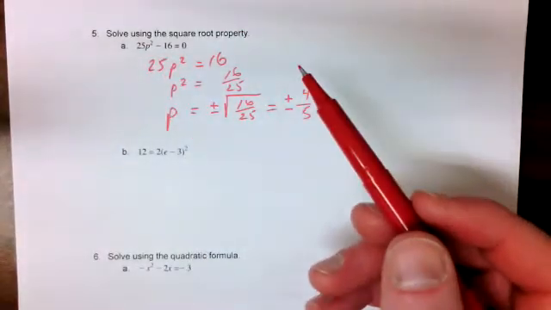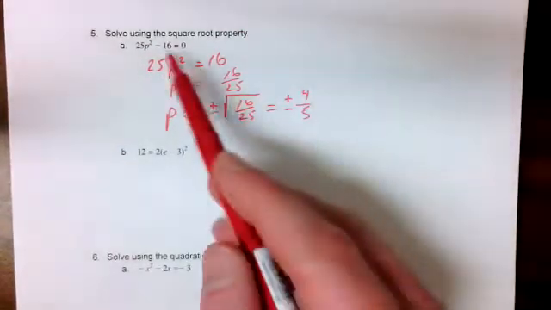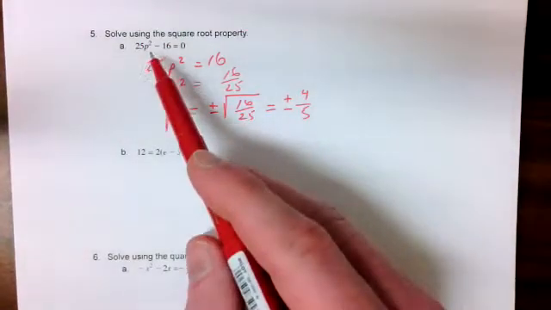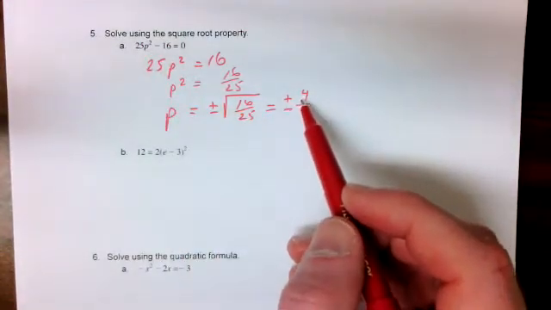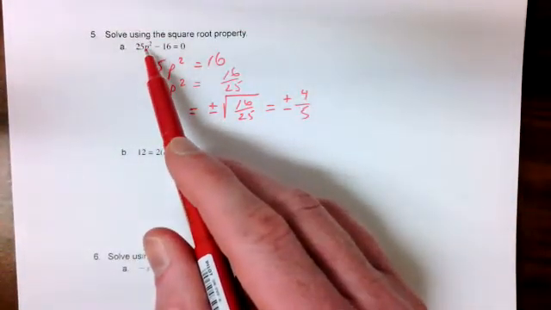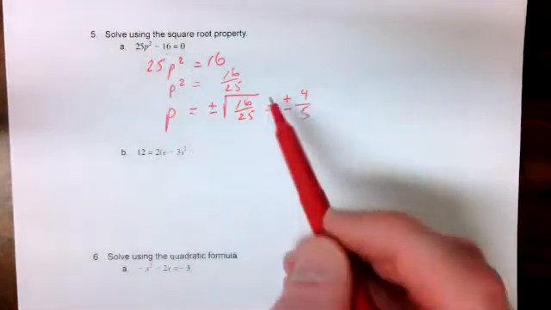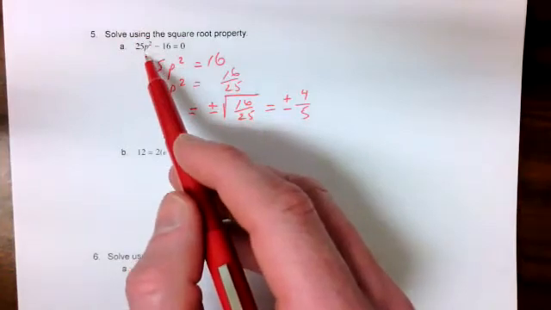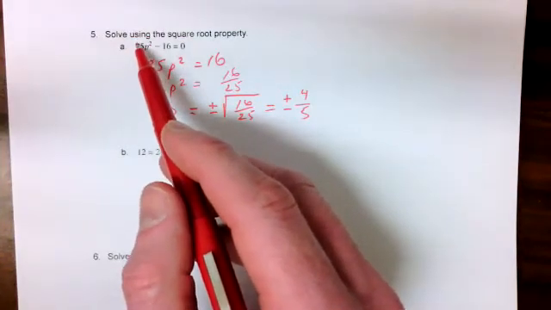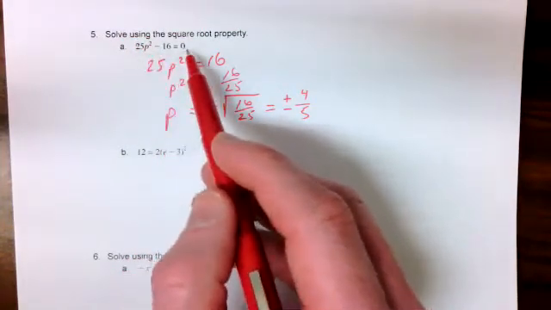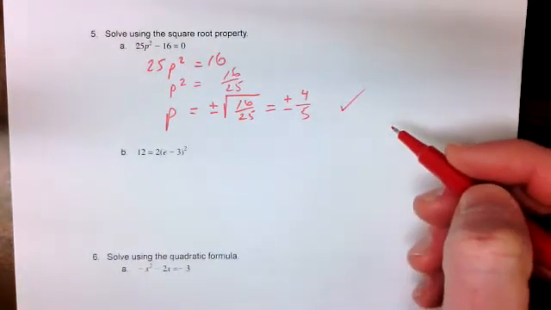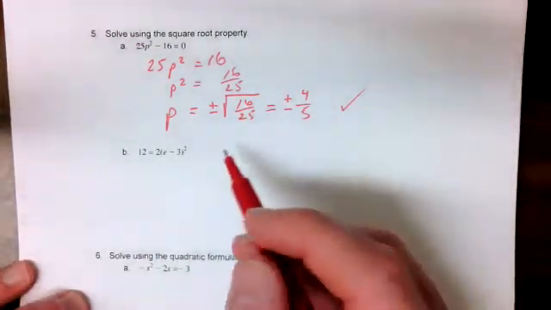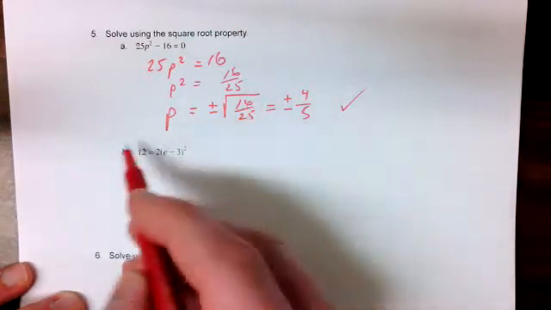And like anything else, you can check it. So if I put in 4 over 5, positive or negative, it doesn't matter, because if it's negative, the square will take care of it. So 4 over 5 squared becomes 16 over 25. The 25s cancel, so we have 16 minus 16. That works. I'm not going to check all of them.